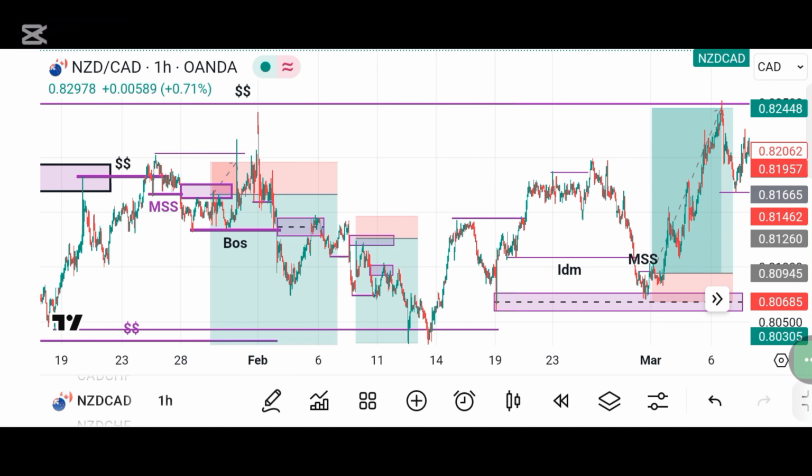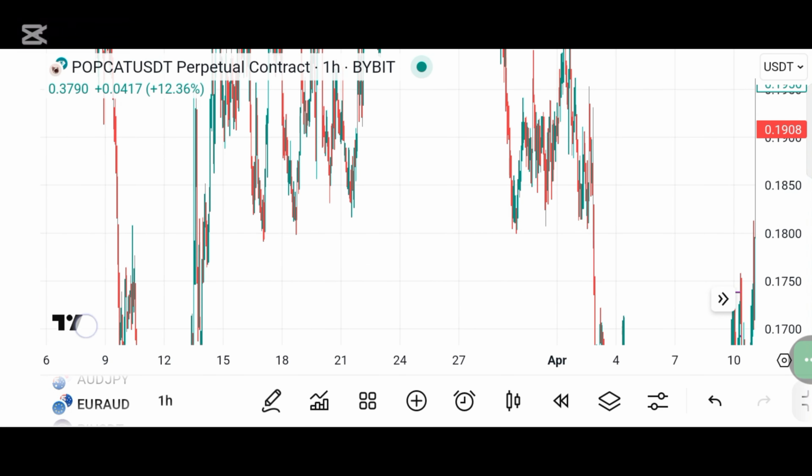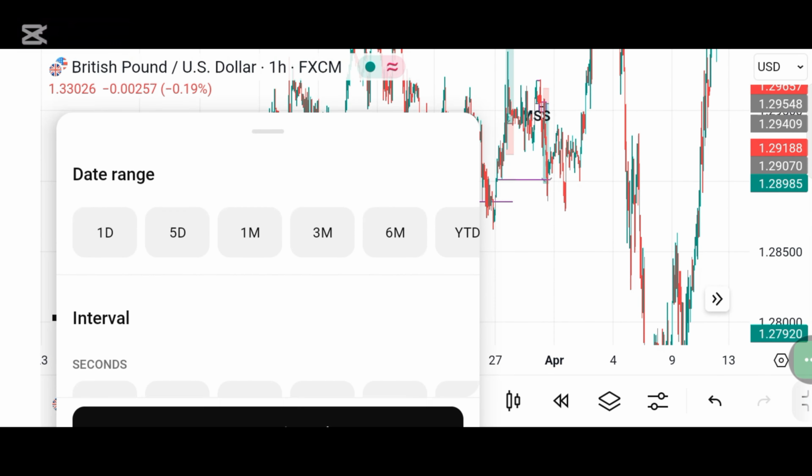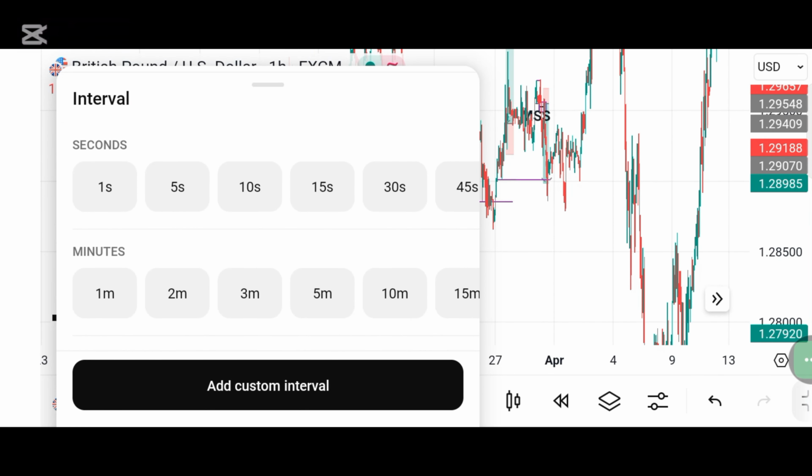So the last one is AUD CAD. Okay, I think I've mentioned AUD CAD. Let's just do GBPUSD. I do trade a lot on different pairs. Let's check out GBPUSD. Let's go to 4 hours here.